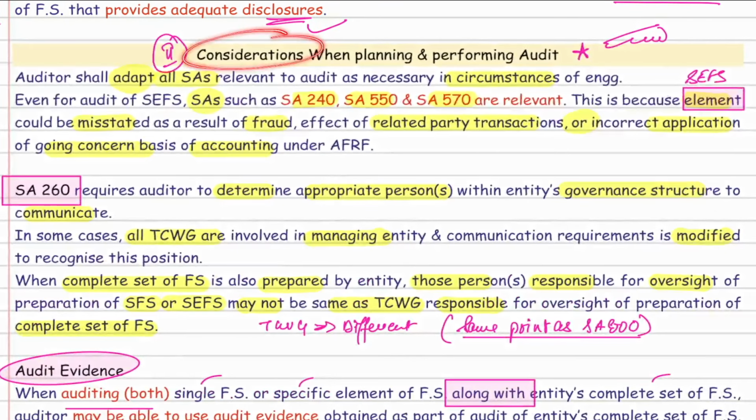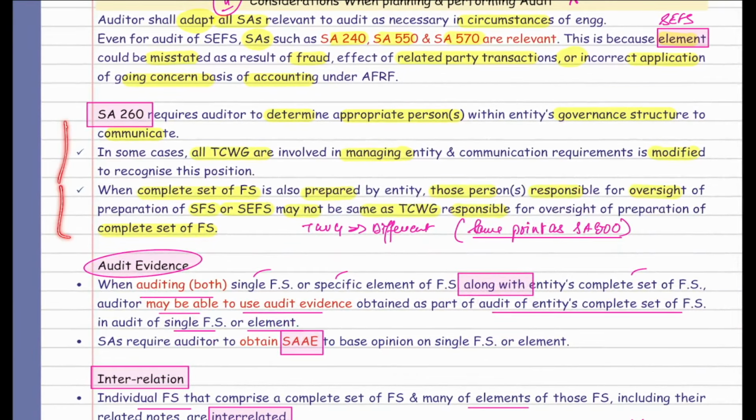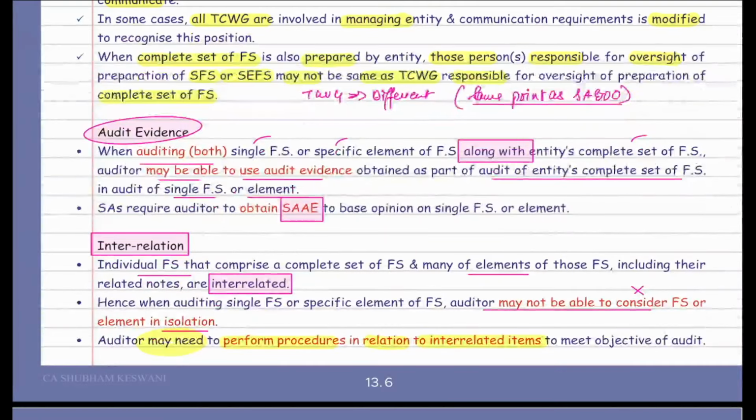Considerations when planning and performing the audit, very important because amendments are there. First of all, adapt all the SAs relevant to the circumstances. Focus on 3 SAs: fraud, related party, going concern. Now, in SA 260, I said you need to decide who are the persons to communicate. All the TCWGs may be involved in managing the entity, so no need to communicate again with them. Now, sir, the complete set of financial statements is prepared by TCWG, who may not be the same as the TCWG responsible for the oversight of the complete set. So basically TCWG of the complete set and of the SFS or SEFS may be different. That's it. Got it, sir.